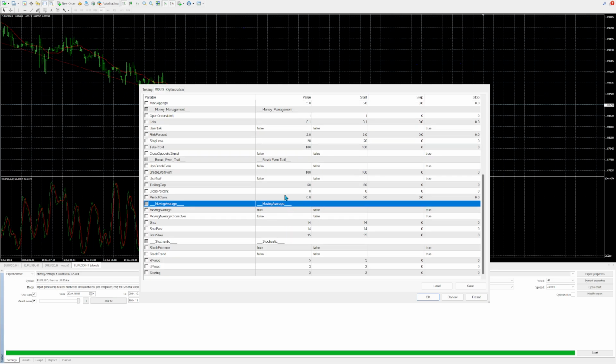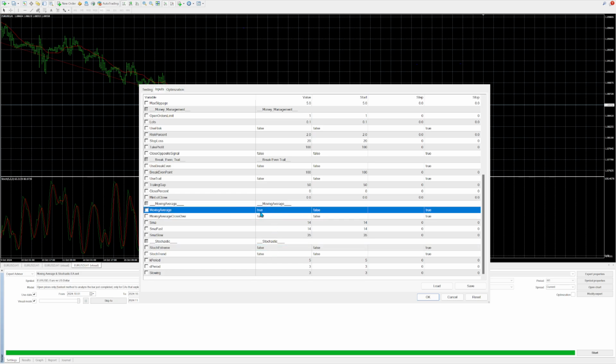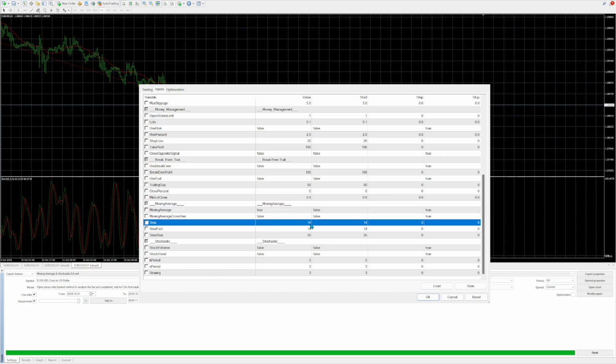Okay, now this is the nitty-gritty of the strategy here. As I said, this is a moving average and stochastic combined expert advisor, which you can set accordingly. So we have a moving average setting here. When this is set to true, it means that price must be above the moving average for a buy trade, or price must be below the moving average for a sell trade. Moving average value you can set here, 14 by default, and we're using simple moving averages.